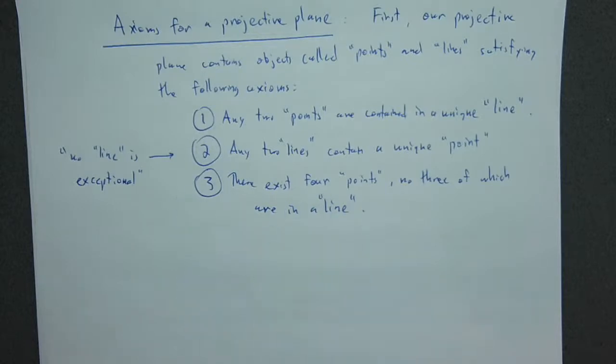Because without 3, maybe the projective plane you're dealing with is so small it basically doesn't contain hardly anything at all. The idea is that 3 guarantees, it doesn't mean there exist exactly 4 points having this property, but that there at least exist 4 points that have this property, no 3 of which are in a line. If you have at least that, then your projective plane is big enough to be interesting.